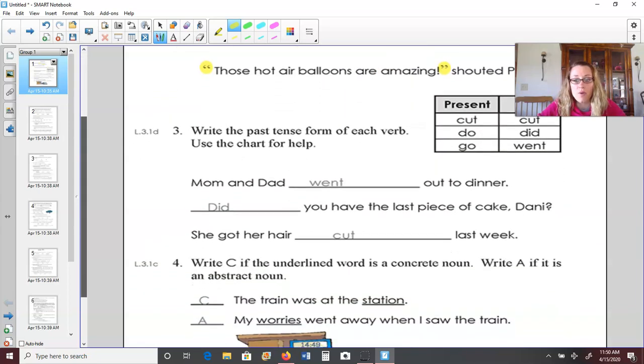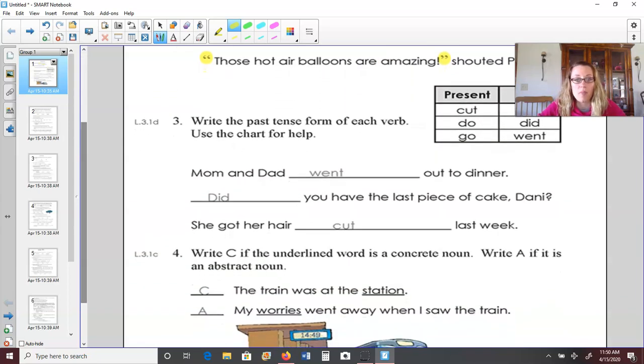On number 3, we want to use the past tense form of each verb. Past tense means it has already happened. And they give us a chart that we can look at. It gives us the present tense and the past tense because these are irregular verbs, boys and girls. You can see how the past tense of go is went. We wouldn't say I goed to the store last week. We would say I went to the store.